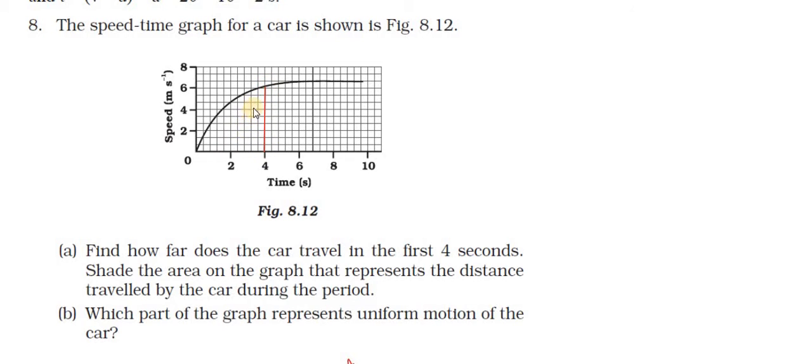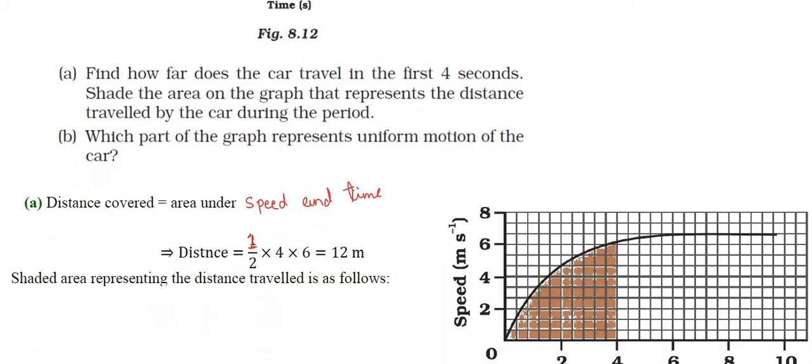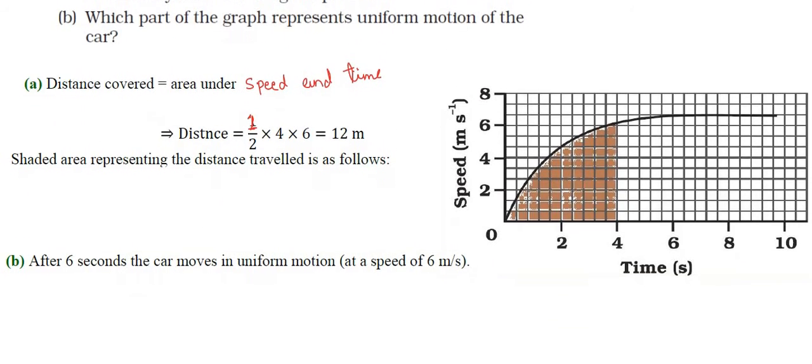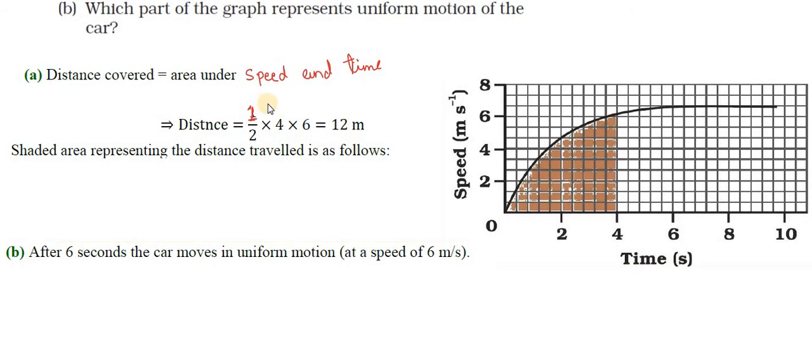This is the distance traveled by the car in the first 4 seconds. That is the area under the speed and time graph. So we can write like this: the distance covered is nothing but the area under the speed time graph.